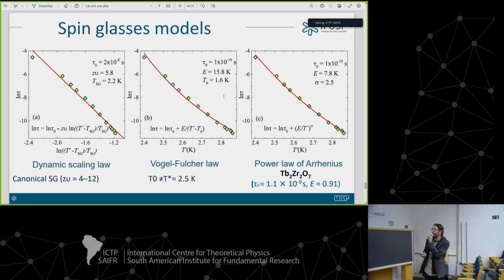And here are some attempts to model the data with some known models for glassy systems. There's the dynamic scaling law, the Vogel-Fulcher law, the same one used for the spin ice materials, which seems to reasonably describe the data. Also another one here, this power law of the Arrhenius behavior, which was used for the Tb titanate. Sorry, here it's wrong. These are the parameters for the terbium titanate one. Those are the parameters for our sample. They're somehow similar.